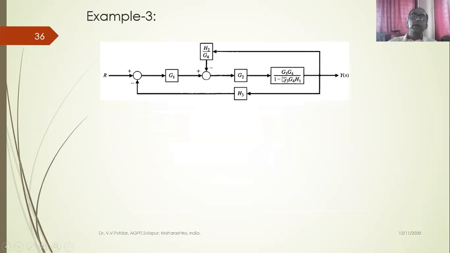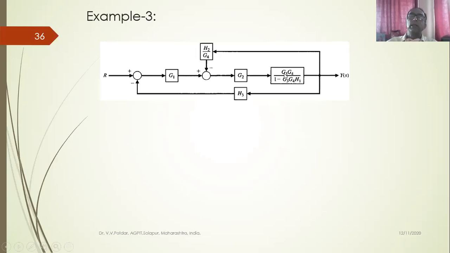So what remains now? I got one feedback loop. So first step, I can combine these series blocks so that it becomes G2, G3, G4 upon 1 minus G3, G4, H1. So it will be a single block, and in feedback path I got H2 by G4. So what will be a single block after eliminating this feedback loop? What will I get? Take a piece of paper and do it, friends. Please don't just listen to it. You have to solve it, practice it.